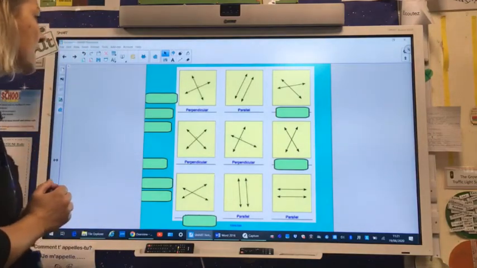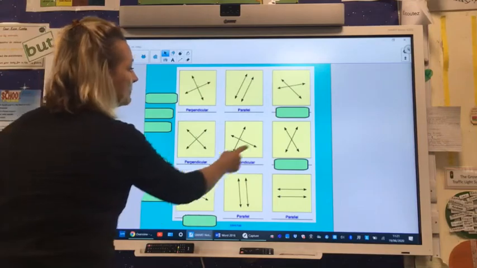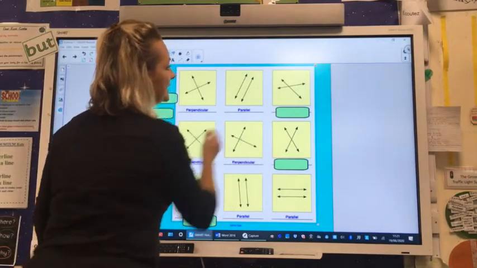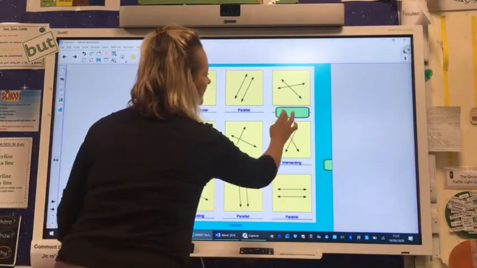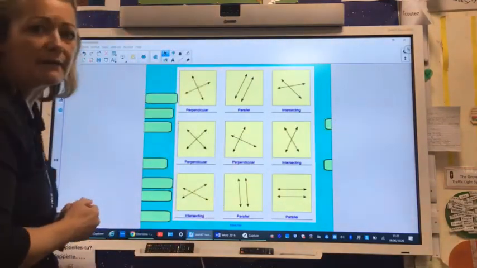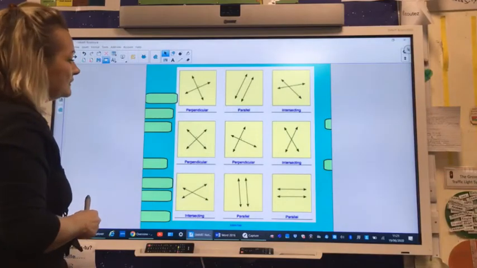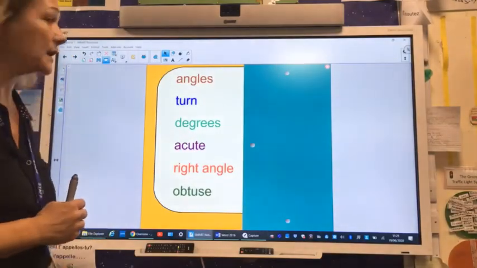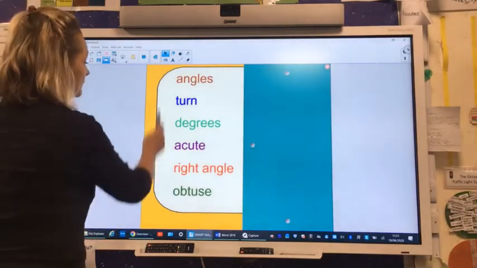Okay, so that leaves the others. They are crossing, but they're not making any 90-degree angles. So we would just describe these as intersecting lines. They're not parallel, they're not perpendicular. Lots and lots of vocabulary for you to think about. It's important then this week that you learn what these words mean.